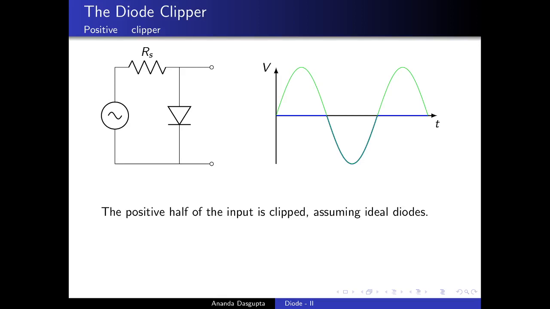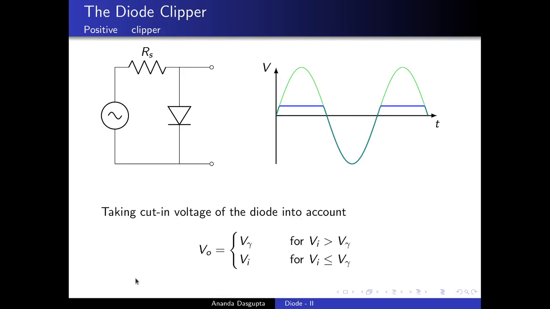So going beyond the ideal diode approximation, at least taking the cut-in voltage into account, we get the following output. The output voltage VO is fixed at V gamma whenever VI exceeds V gamma. So when the diode gets forward biased, the drop across it is fixed at V gamma, the cut-in voltage. So these are the flat values you see here. And when the diode is reverse biased, which happens when VI is less than or equal to V gamma, the output voltage is exactly equal to VI.